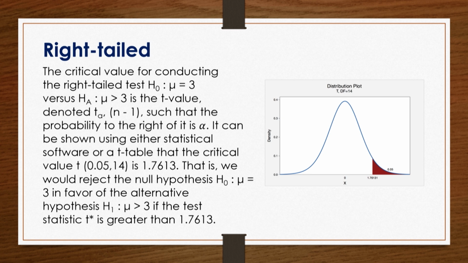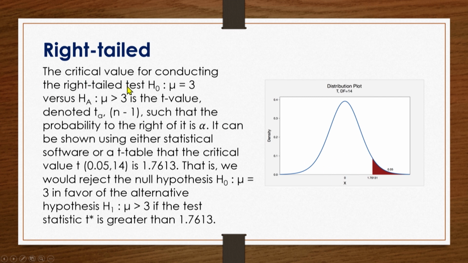Here we are going to see the right tail test. In a right tail test, this is the distribution plot. The right tail is given here. In the middle we have the mean value of x. This is the 5% rejection region, and this region is called the acceptance region.